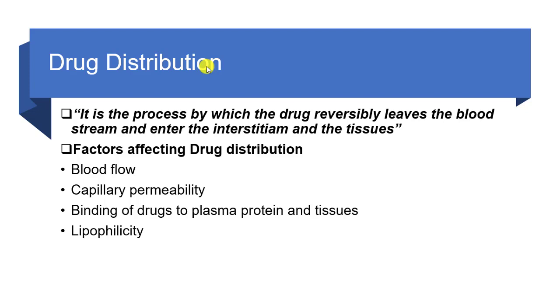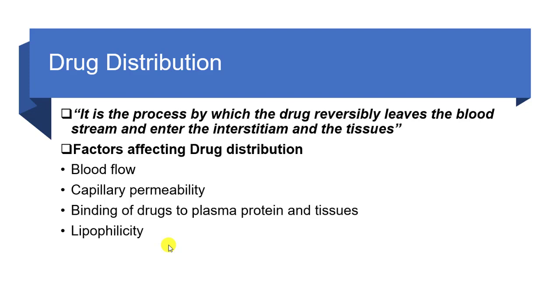So we have talked about absorption. Now we are going to talk about distribution. The drug has been absorbed in the body, but how will it be distributed in the body? And there are some factors which affect that. And they are: number 1, blood flow; number 2, capillary permeability; number 3, binding of drugs to plasma proteins and tissue; and number 4, lipophilicity. So I'm going to talk about all these factors in a little bit of detail.